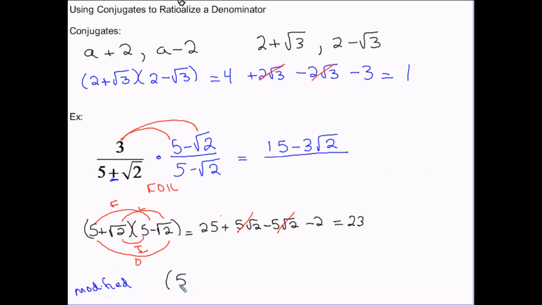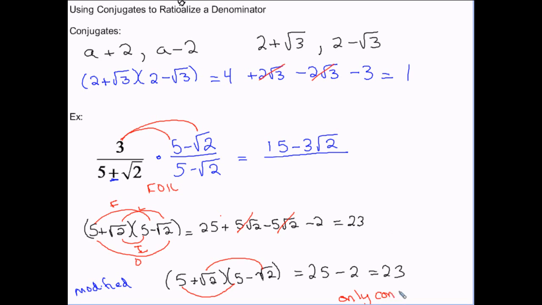And here's what I mean by that. My inside and my outside end up canceling each other out. So I can just multiply first and last. And I get 25 minus 2. And this only works when you're using conjugates. Now you can't do this with a normal binomial. So only conjugates allow you to do this. Okay. So my denominator here is going to be 23.